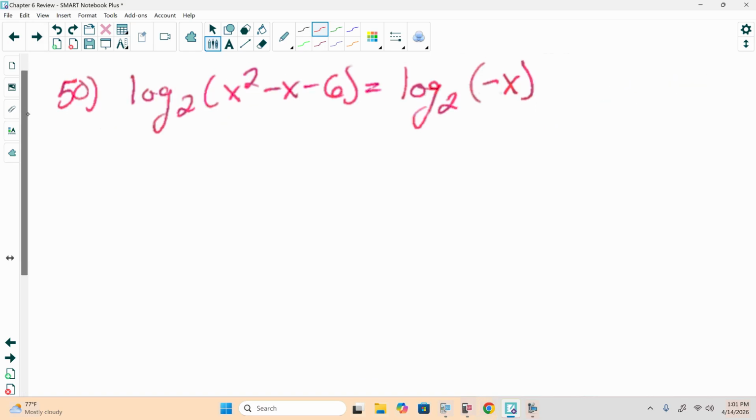However, I do want to look at 50. Log base 2 of x squared minus x minus 6 is equal to log base 2 of negative x. Because we have one log on either side, and they are the exact same logarithm, the only way they can be equal is if what's inside them is equal as well.